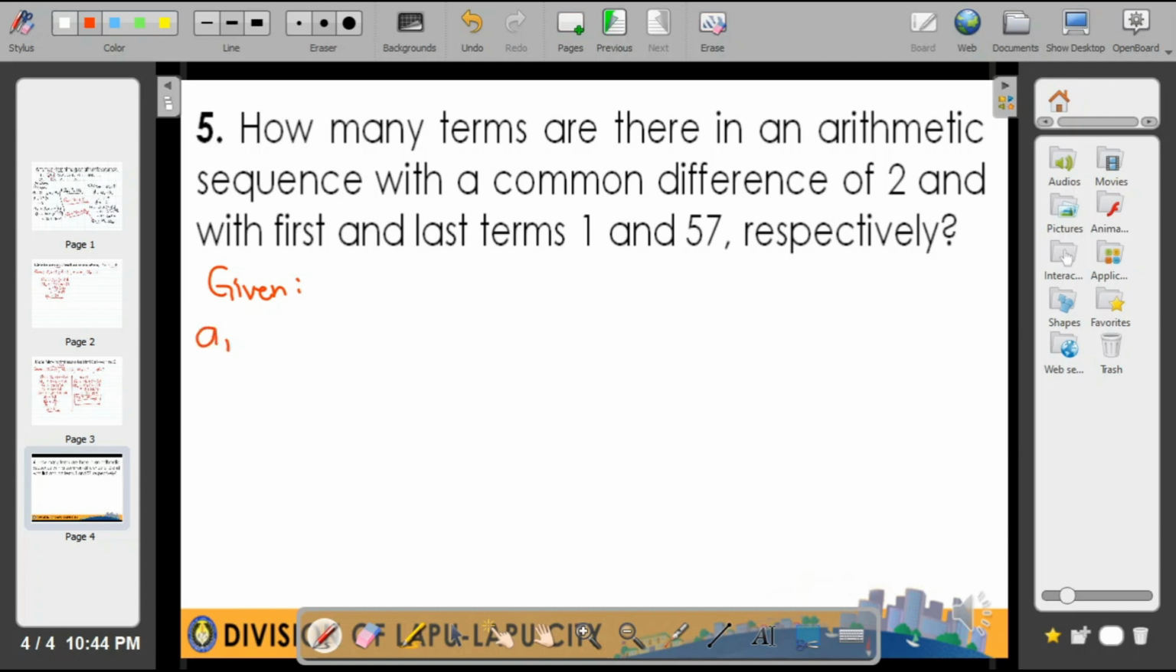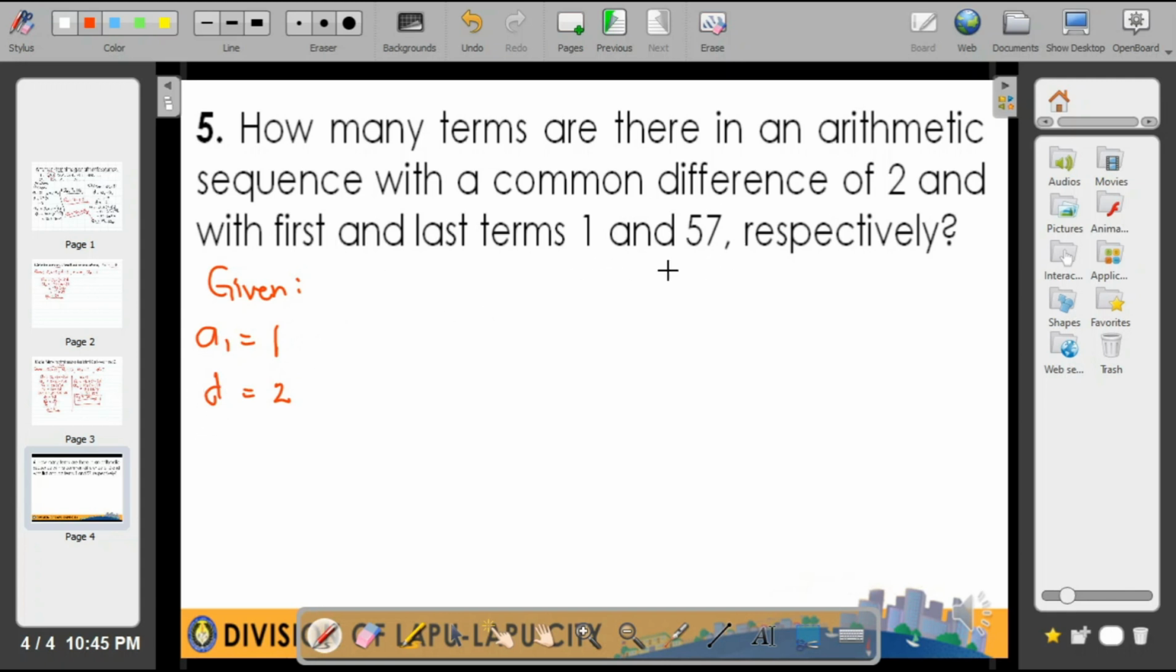Pila ang atong a sub 1 or naa ba ang atong a sub 1 diha? First and last terms 1 and 57 respectively, meaning to say ang first term na to ni kay 1, ang last term na to ni kay 57. So a sub 1 is equal to 1. Nasa na nga tong common difference, no? Or common difference is equal to 2. Our last term is 57.